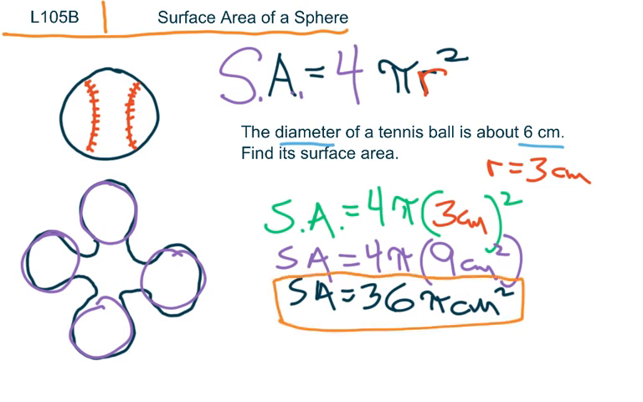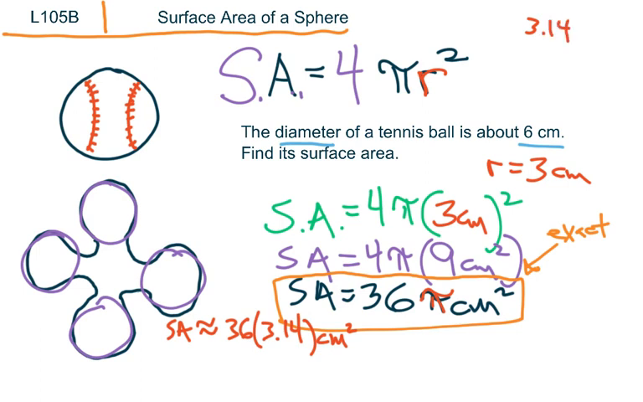However, as you know, your book often asks for us to do something with pi. This is our exact answer. However, if they want us to do something with pi, we're going to give them an approximate. In this case, what they want us to do is name that pi is 3.14. So we'll go, okay, surface area is approximately, notice the approximate symbol, 36 times 3.14 times centimeters squared.